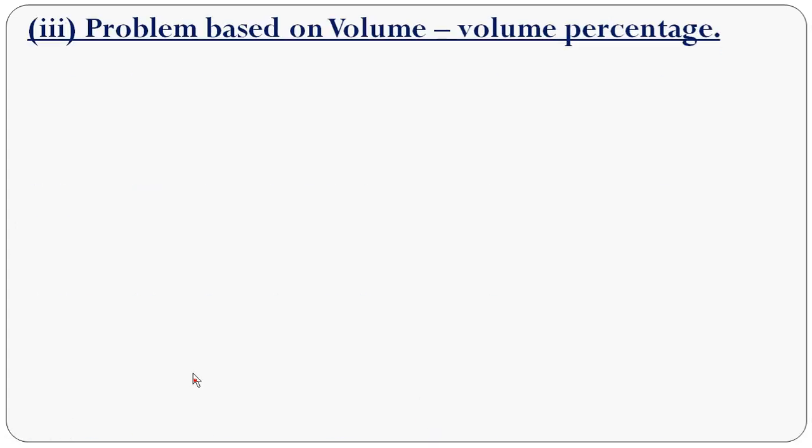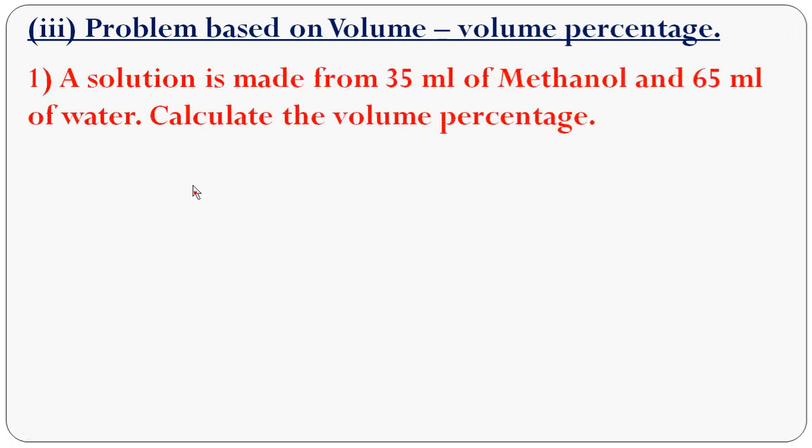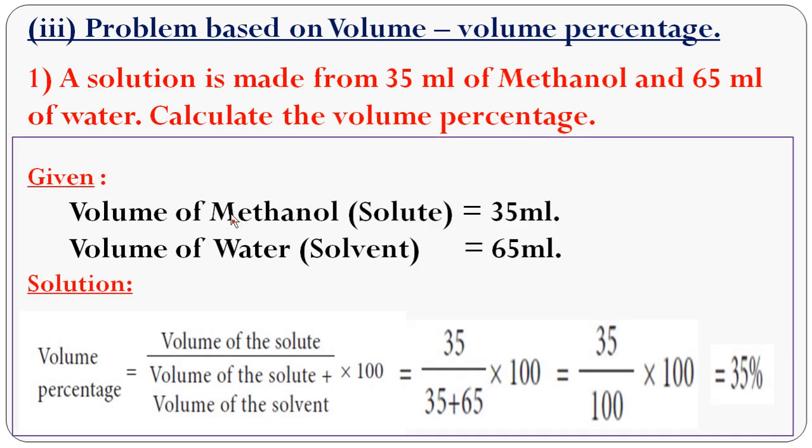The third pattern, problem based on volume percentage. So volume percentage is expressed in V by V. The first one: a solution is made from 35 ml of methanol and 65 ml of water. Calculate the volume percentage. Here what is given? The solute is given. Methanol is the solute, 35 ml. And which is the solvent? Water is the solvent, that is 65 ml. So what is given? Volume of methanol, the solute, is equal to 35 ml. Volume of water, the solvent, is equal to 65 ml.